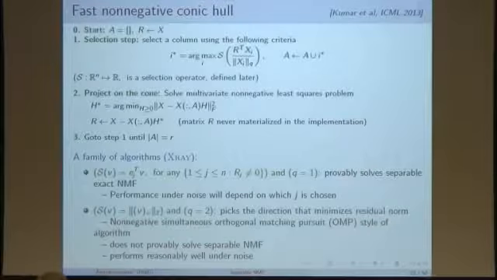And intuitively it picks a column that minimizes the Frobenius norm of the current residual matrix. But this variant does not solve the pure separable problem accurately, so it leaves out 1 or 2 anchors. But this variant actually performs very well under noise. So the noise performance is pretty good.